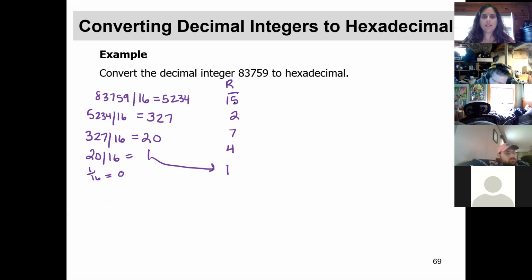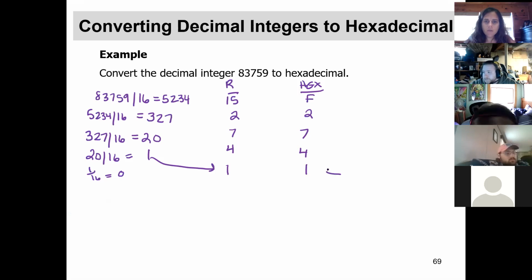Now, our goal is to convert it to hexadecimal. So we need to set up another list here and convert what 15 is in hex. What's 15 in hex? F. 2 is a normal 2, 7 is 7, 4 is 4, and 1 is 1.